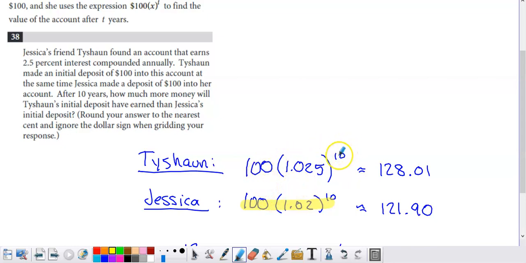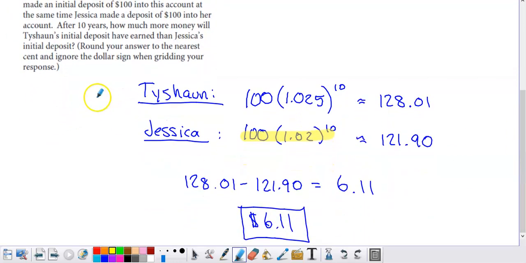Using a similar method to determine Tyshawn's amount after 10 years, we're going to have still the same initial deposit. We're still going to have the same amount of time elapsing over this time frame. But the difference is Tyshawn is going to get 2.5% interest every year. So we're going to have 100% plus 0.025 added on to his amount. So doing this calculation for Tyshawn's amount, we end up with 128.01. We want to know the amount above Jessica that Tyshawn has. So we're going to have to take the amount he has, subtract the amount Jessica has, and we get $6.11.